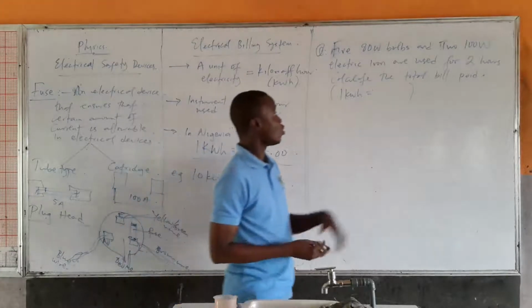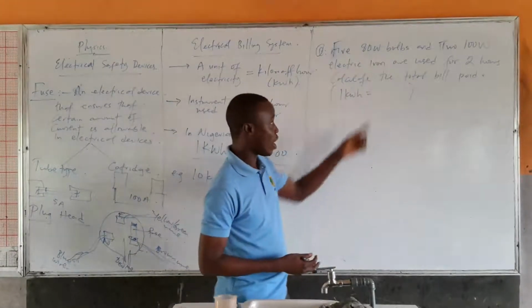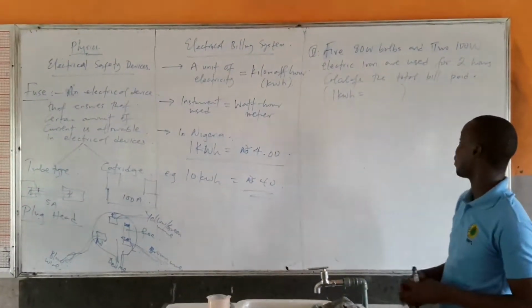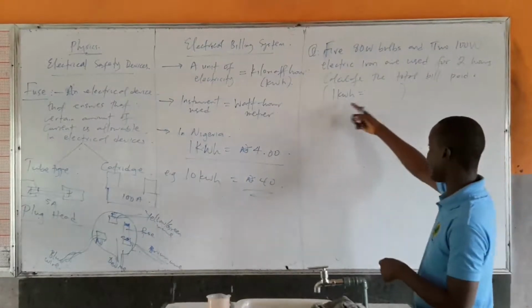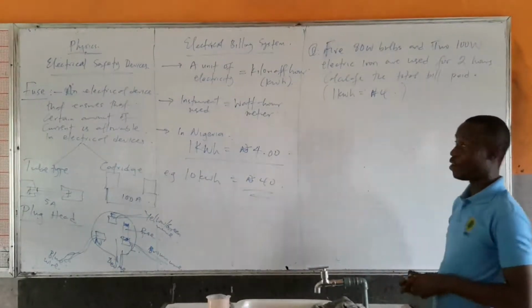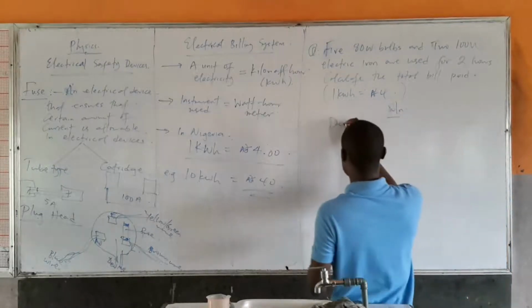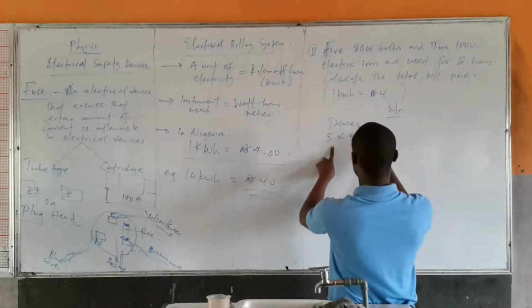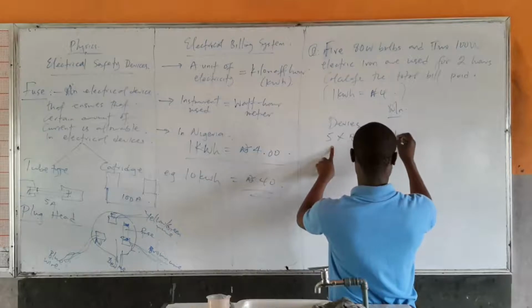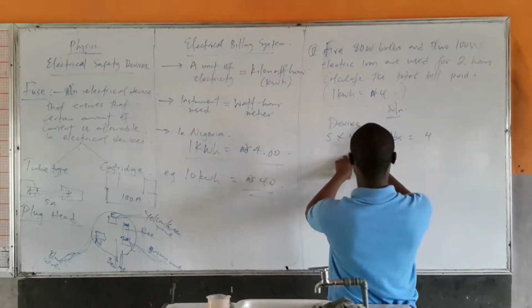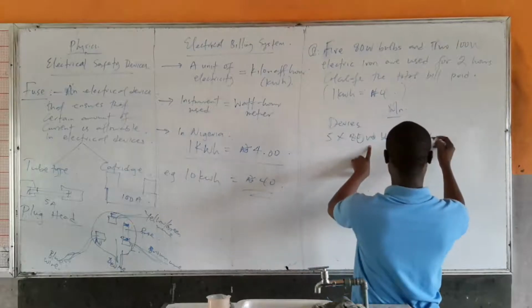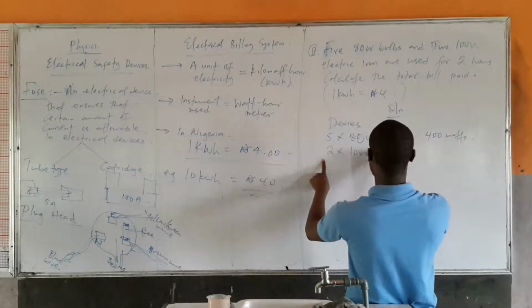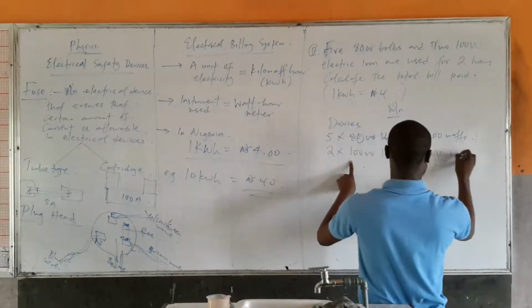In the example which you have on the board, we have 5 80-watt bulbs, a 200 watt bulb, and 100 watt electrical irons. They are used for 2 hours, and we have to calculate the total bill which is being paid. Remember, 1 kilowatt hour is 4 naira. So let's see the solution. Look at the devices here. We have 5 times 80 watt bulbs, that gives us 400 watts. We also have 2 times 100 watts iron, and that gives us 200 watts.